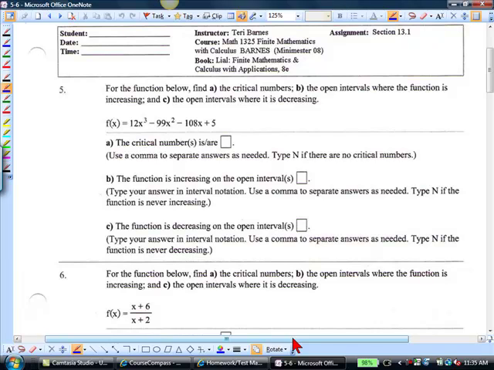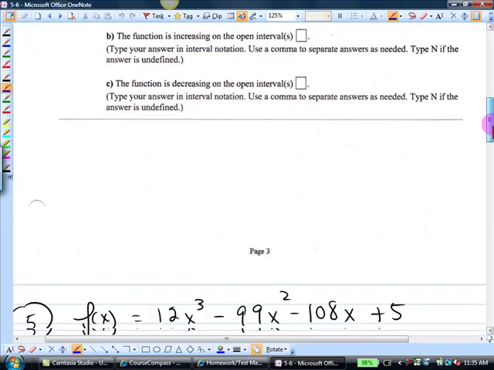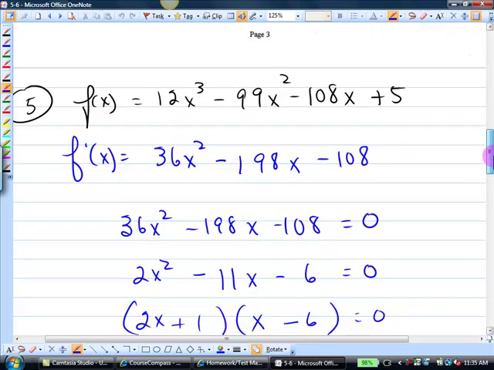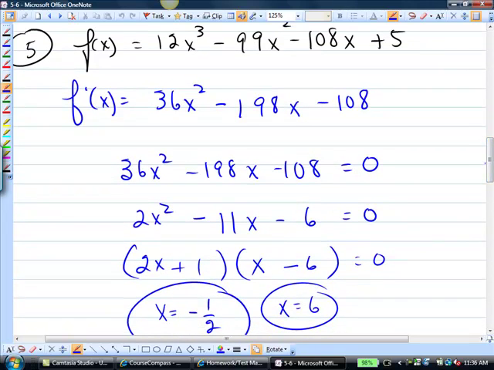We've got to take the derivative, find the critical numbers, find where it's increasing and decreasing. I don't have room there, so I'm going to move down to the work. Take the derivative. And this one, we get 36x squared minus 198x minus 108. We're going to set that equal to 0.